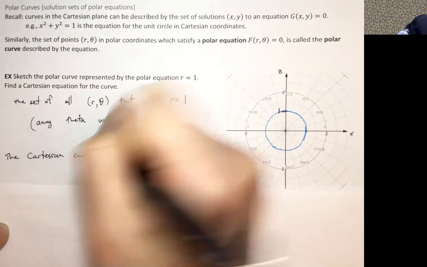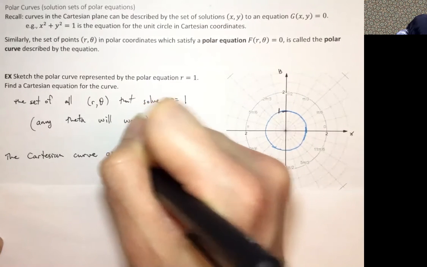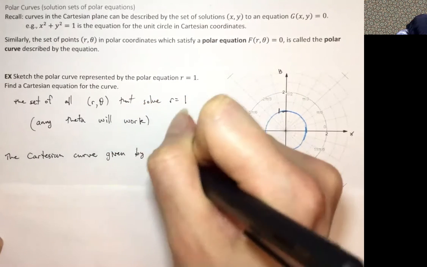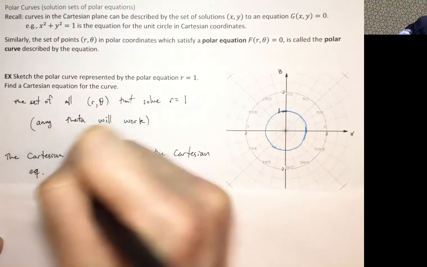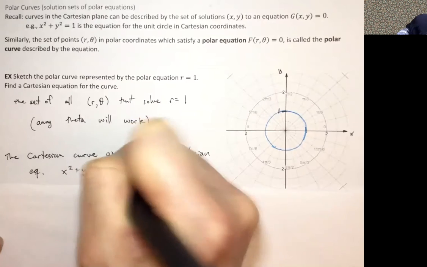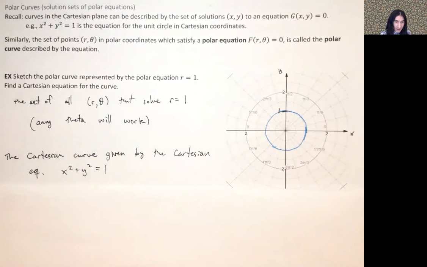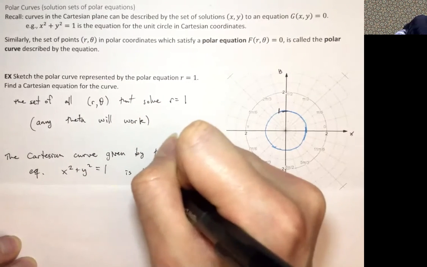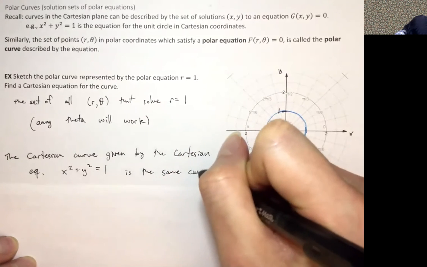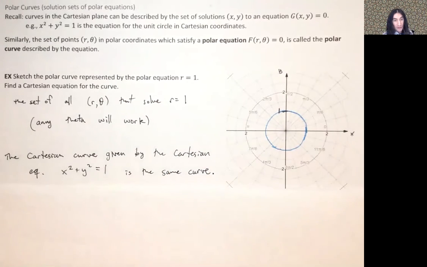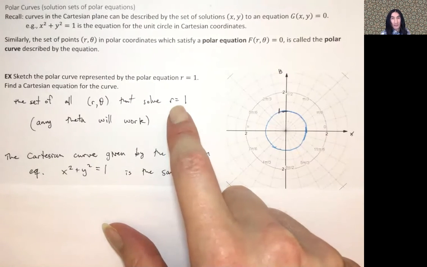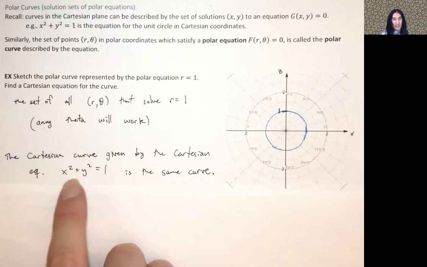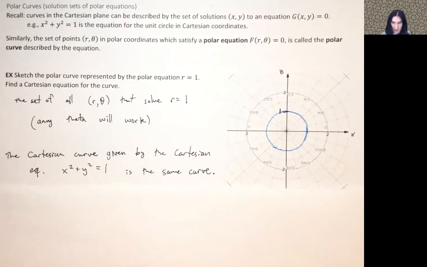So actually, if you convert that into Cartesian coordinates, the Cartesian curve given by the Cartesian equation x squared plus y squared equals 1. That's the formula for the unit circle, after all, and it gives the same curve. Okay, so notice, in polar coordinates, the equation for a circle is dead simple. It's like the simplest possible equation. And over in Cartesian coordinates, it's a little bit more clunky to work with.